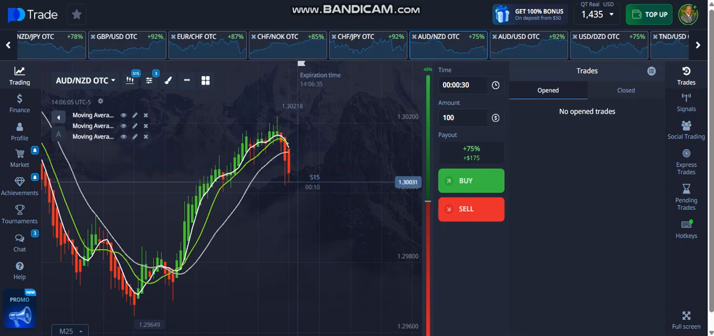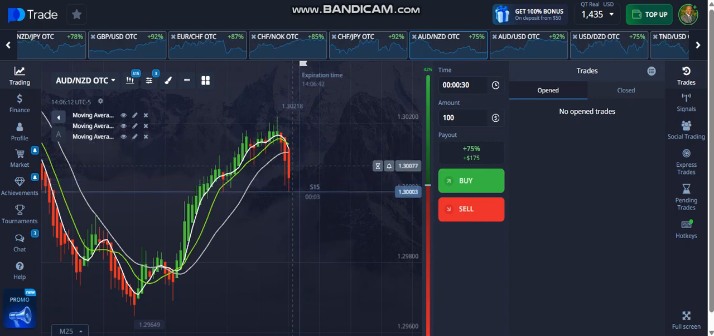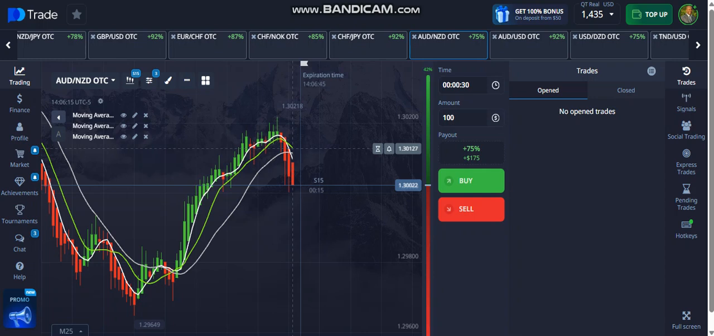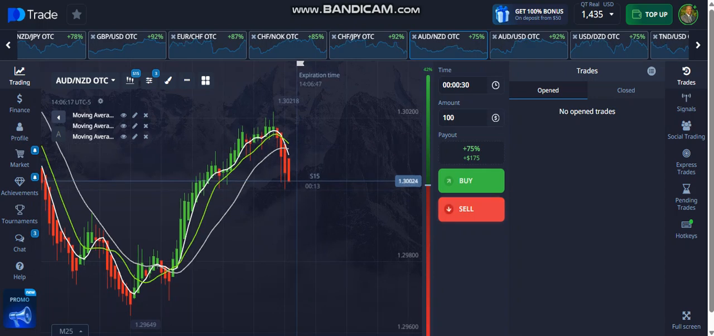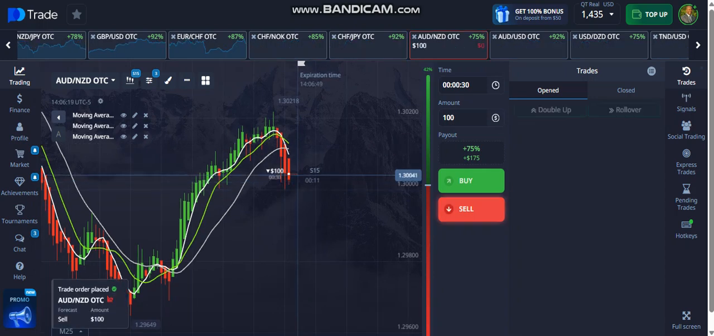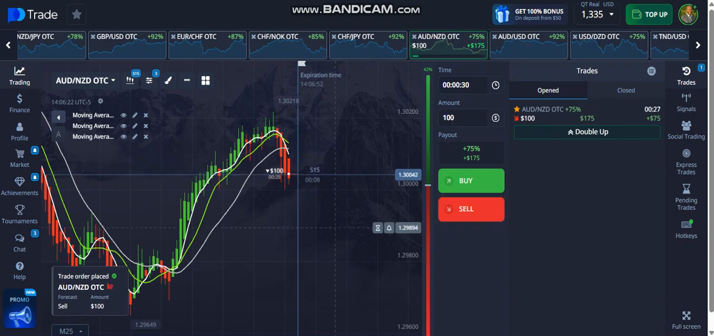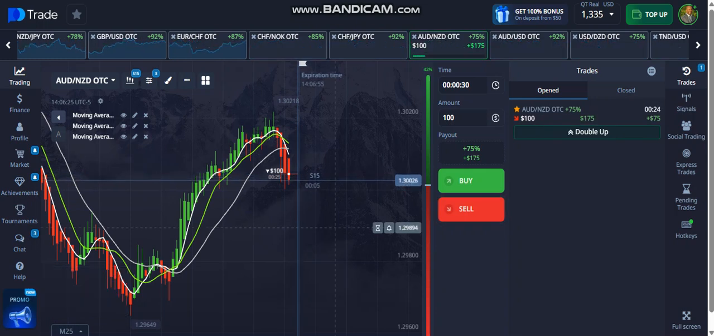Okay, I'm back with another situation. Aussie dollar, New Zealand dollar. Nice bearish candles are forming on the Heikin-Ashi, and the 5 is already crossed, and boom, okay, let's take this trade. All right, so I took this trade, the bearish trade in the down direction.